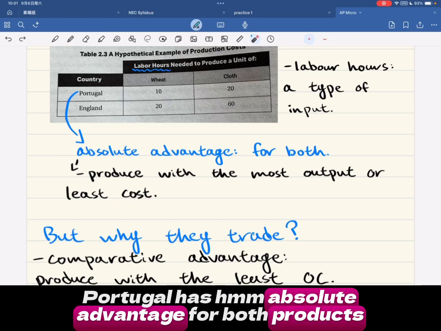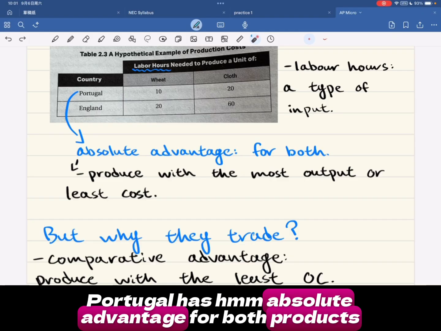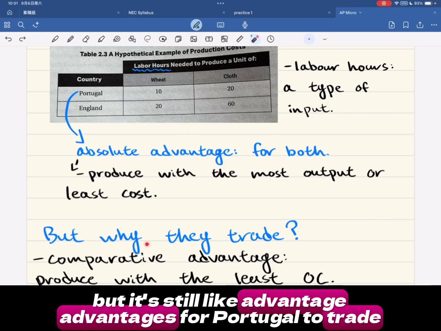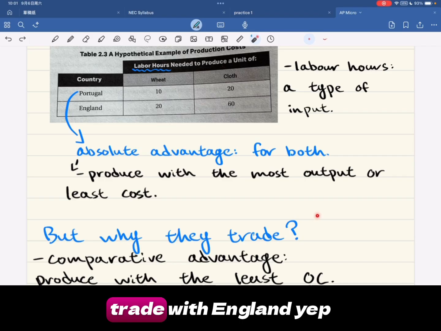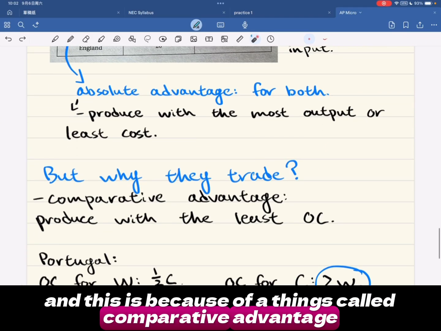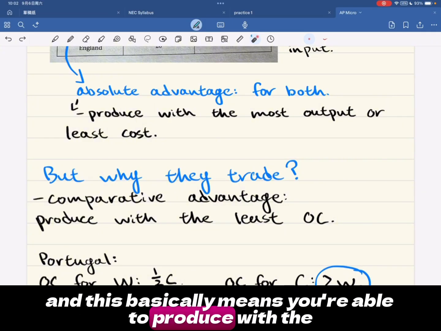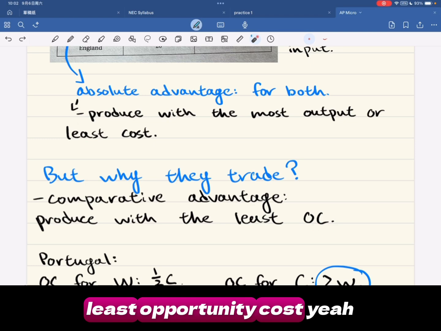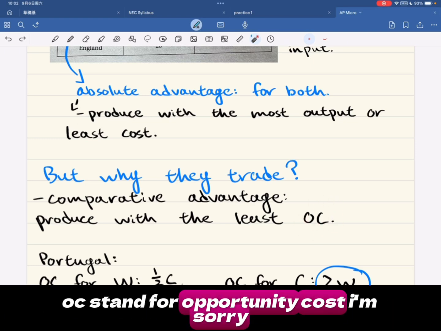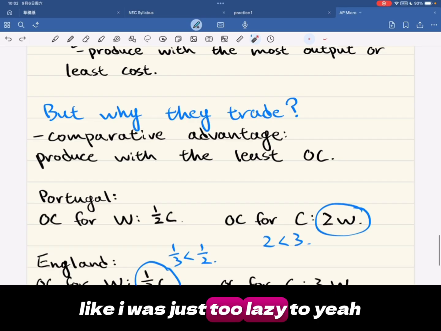But even though Portugal has absolute advantage for both products, it's still advantageous for Portugal to trade with England. And this is because of a thing called comparative advantage. This basically means you're able to produce with the least opportunity cost. OC stands for opportunity cost.